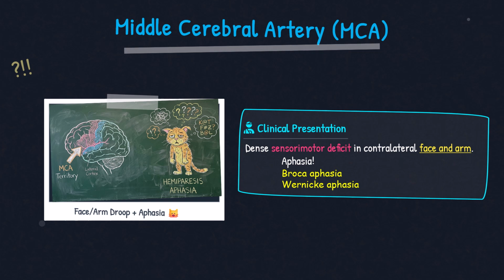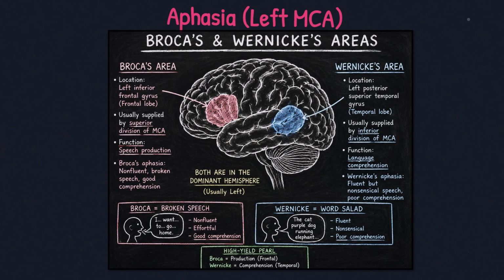Now, a board clue that should immediately grab your attention is the word aphasia. Because the MCA supplies the dominant hemisphere language centers, including Broca's area and Wernicke's area, it affects language. You have to know these areas because they are incredibly high yield. Wernicke's and Broca's aphasias are so high yield, so we're going to discuss each of them.